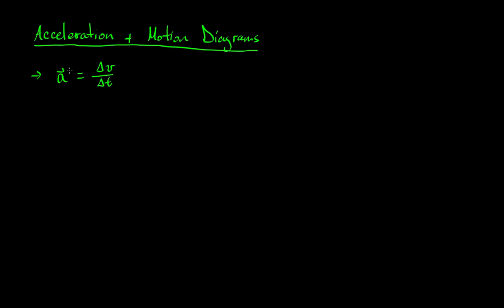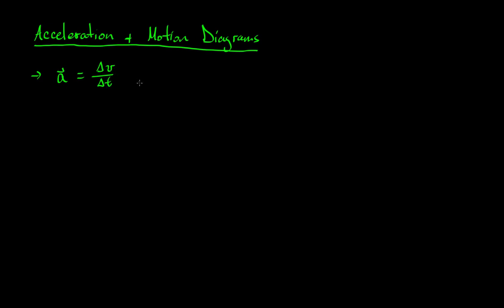And that's a vector quantity. So that means that we need to know magnitude and direction. For one-dimensional motion, the direction is just given by the sign, so positive or negative. So to determine it, we take the change in the velocity and we divide it by the change in time.